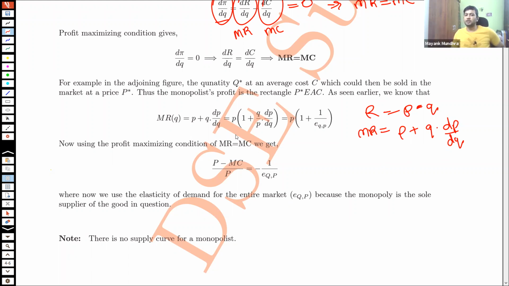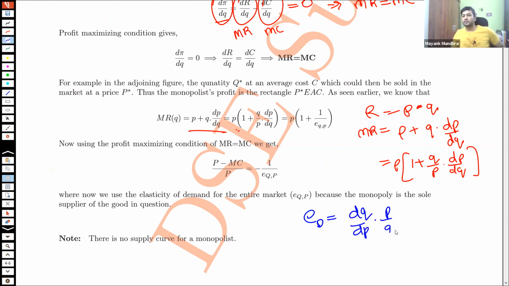So I can take this P common, 1 plus Q by P times dP by dQ, right? Now remember that the elasticity of demand is dQ by dP into P by Q. So this thing which I have here is basically 1 by elasticity of demand. So marginal revenue essentially becomes price into 1 plus 1 by elasticity of demand.